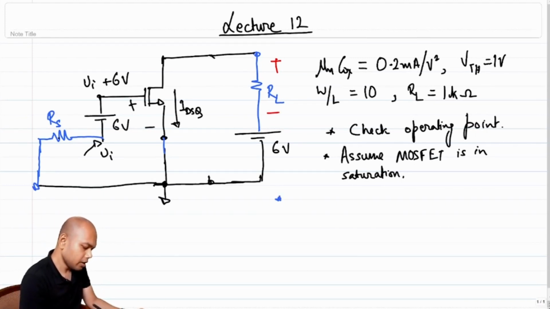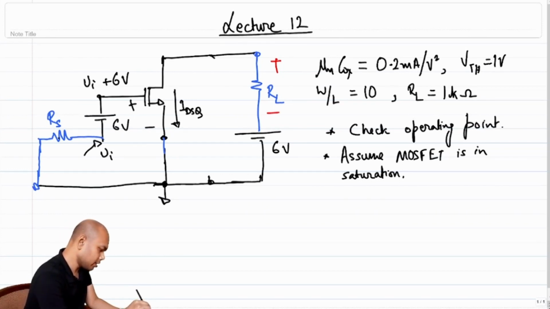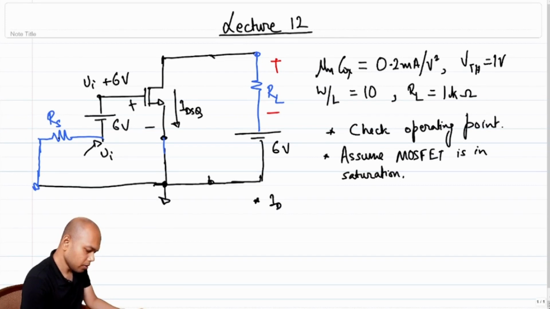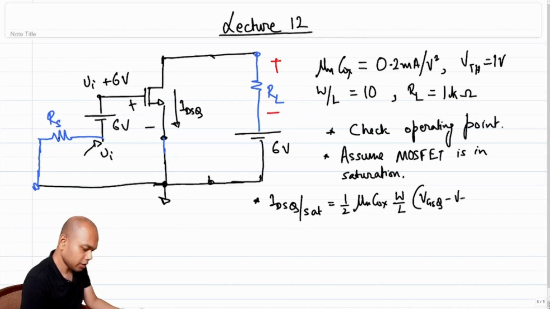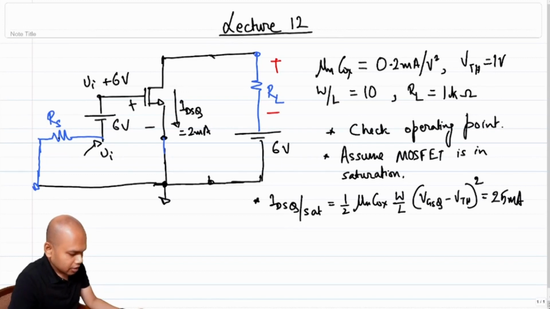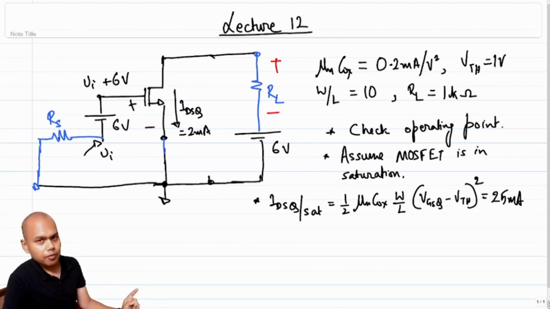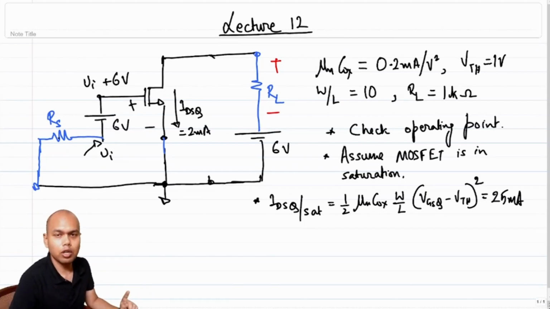You can look back in your notes of the previous lecture. Your IDSQ, assuming saturation condition, will be half mu_n Cox W over L times (VGSQ, that is 6 volt, minus threshold voltage, that is 1 volt) whole square. And if we do this calculation, we got 25 milliamps. So this is supposed to be 25 milliamps, assuming saturation condition. Now we need to go back and check whether the saturation condition is indeed true or not, right?